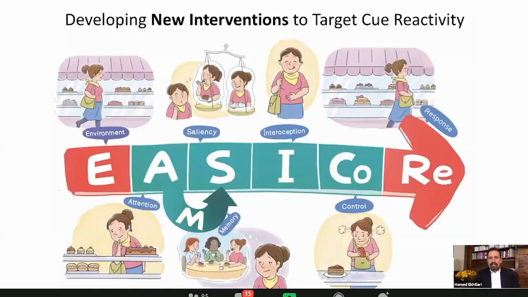The last area for future collaborations would be thinking about how we can develop interventions to modulate this drug cue reactivity. Trying to think about, okay, if attention is involved, if memory is involved, if interoception is involved, how we can develop specific cognitive interventions to modulate these certain cognitive functions, and then do imaging before and after these interventions.